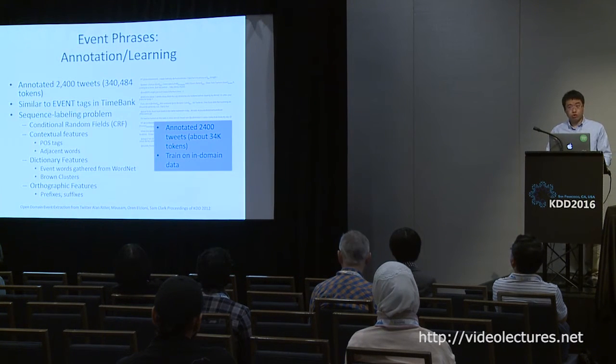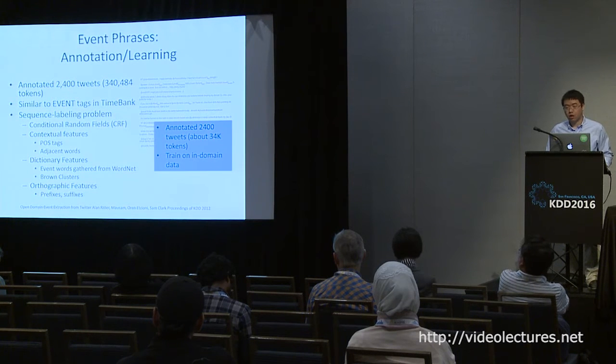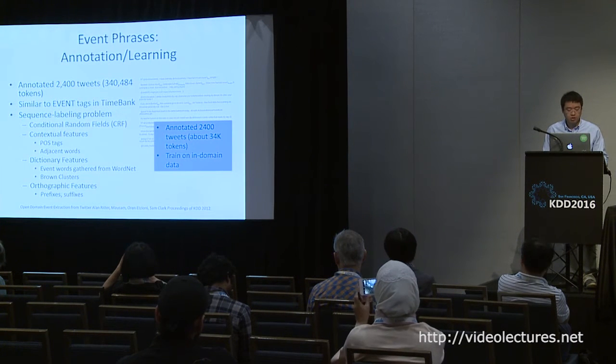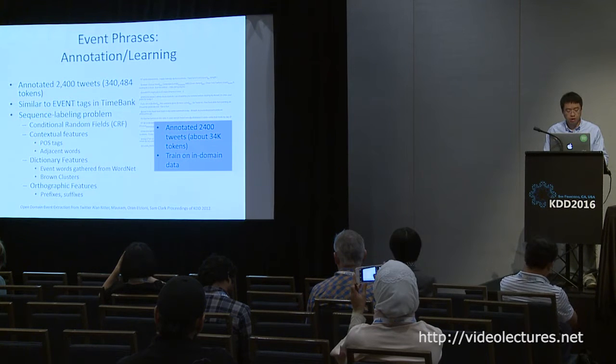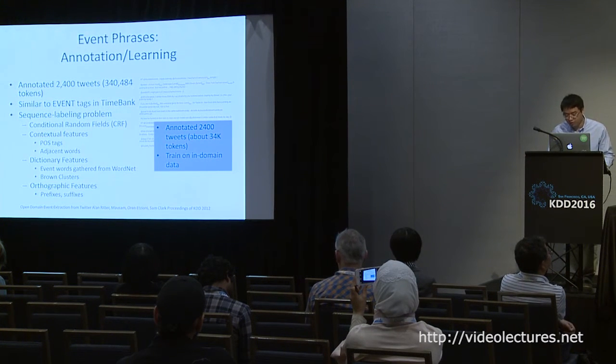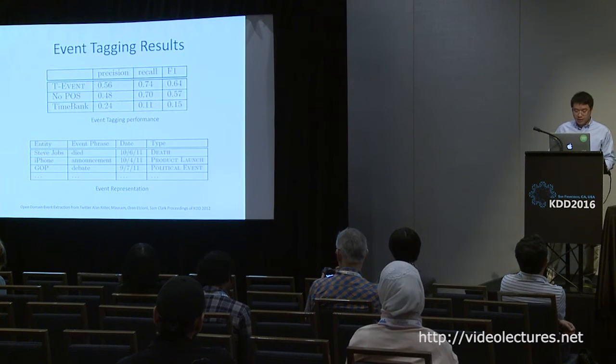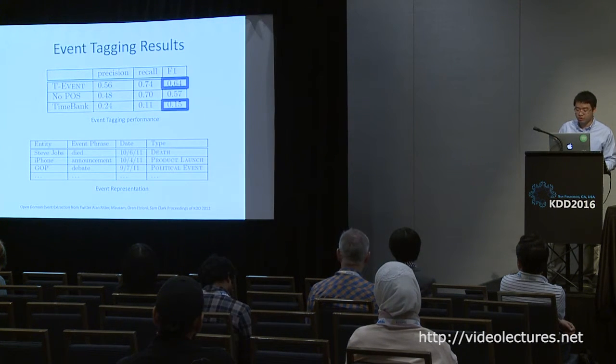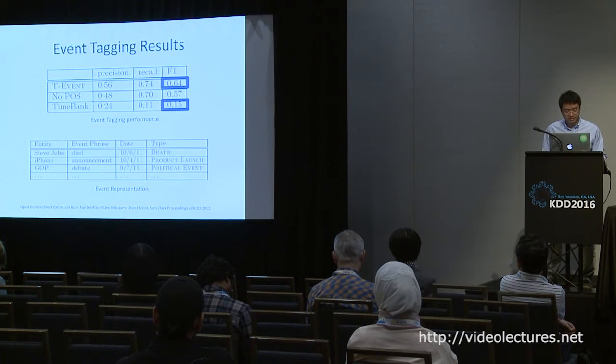Okay, so in order to do this, they first annotate the tweets, and then they run a sequential label tagger, such as the conditional random field, to infer the tags of the words in the tweets. And they use a bunch of features in training their conditional random fields, such as the POS tags, adjacent words, directory features, and other features such as the prefix and suffix. At the first step of their event tagging, their event tagger can achieve very good performance in terms of precision and recall compared to some of the baselines.